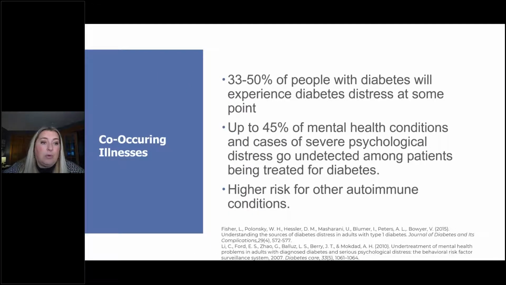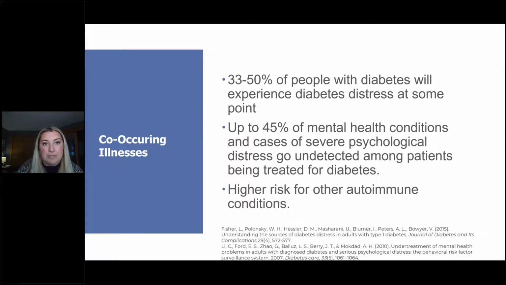And so we know co-occurring illnesses. We know almost up to 50% of people with diabetes will experience diabetes distress at some point, so diabetes burnout. Up to 45% of people with diabetes have a mental health condition, okay? Some have cases of severe psychological distress that go undetected. We also know that they have a much higher risk for other autoimmune conditions. So again, we're looking at a whole other thing that could be kind of opening up Pandora's box.